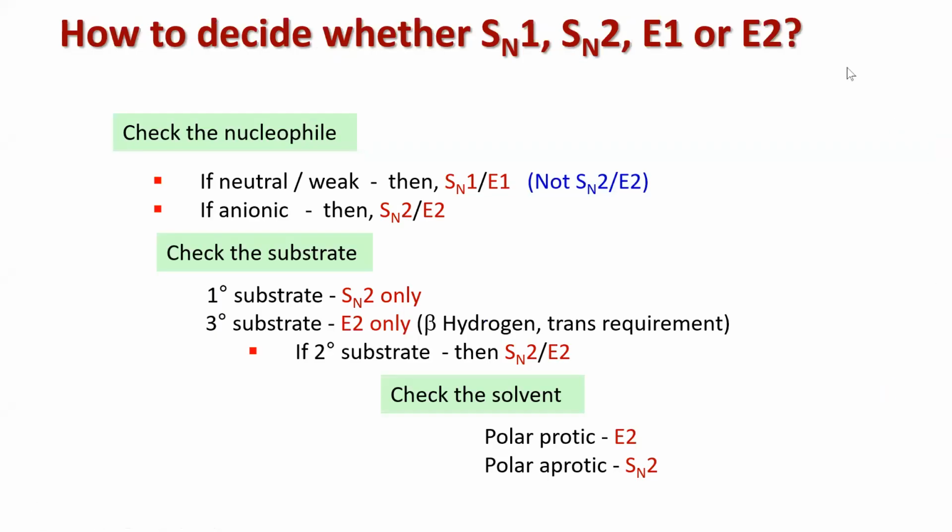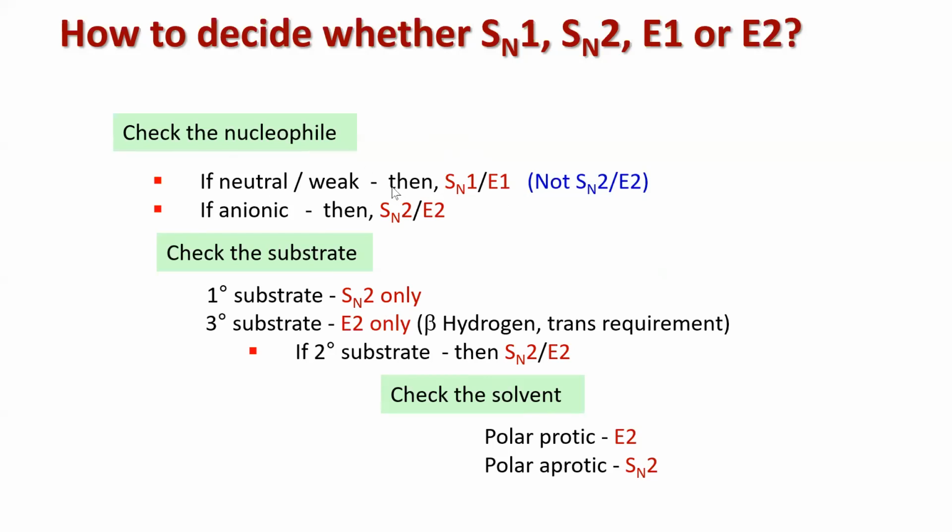So when you are doing a reaction, maybe an alkyl halide reacting with a base, we don't know what type of reaction is taking place, right? To find out what type of reaction is taking place, you can just consider the type of nucleophile, the substrate, and the solvent you are using for the reaction. So first you check the nucleophile, right? If the nucleophile is neutral or a weak nucleophile, then most probably the reaction that is taking place is going to be SN1 or E1.